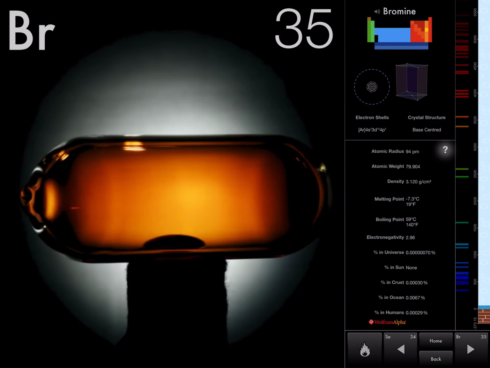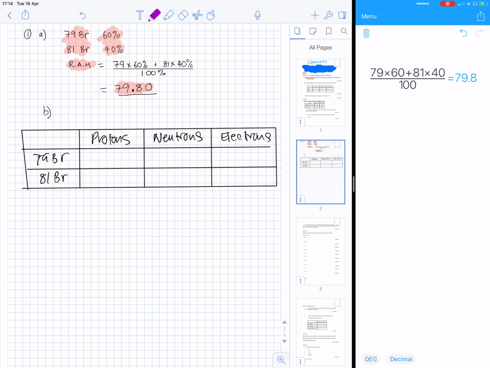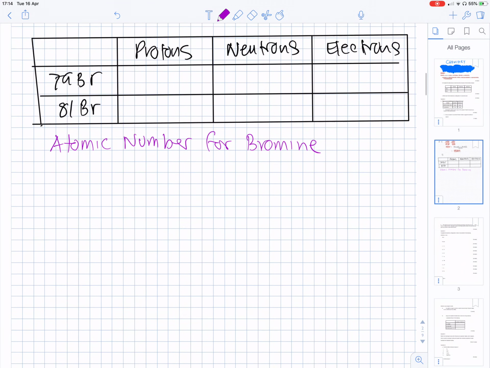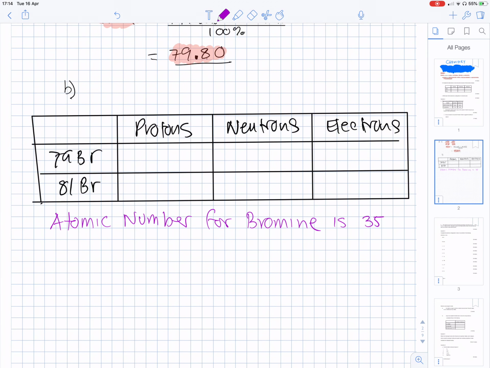So atomic number, not the atomic mass, but the atomic number for bromine is 35. That means there are 35 protons, and it's the same number for both. And it's going to be the same number for the electrons, because in a neutral atom, the number of electrons is equal to the number of protons.